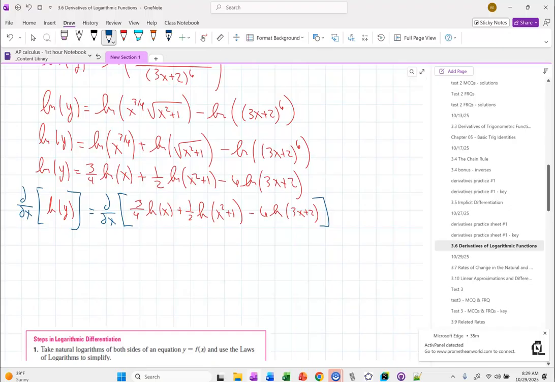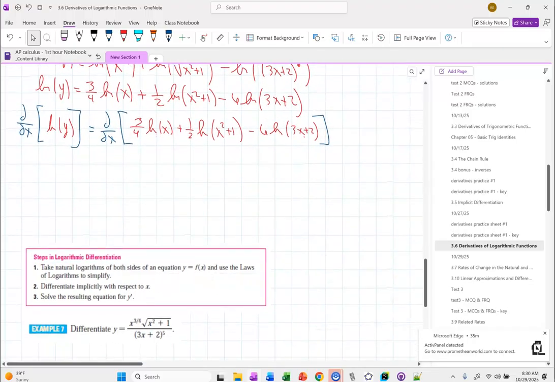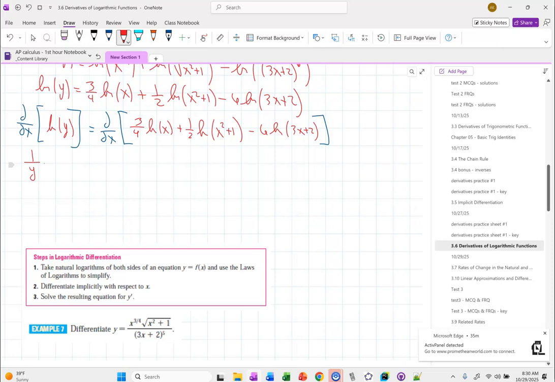Everybody okay? Just taking the derivative of both sides. I'm just showing some work. Start with the left-hand side. What's the derivative of the natural log of y with respect to x? It's going to be 1 over y times dy dx.